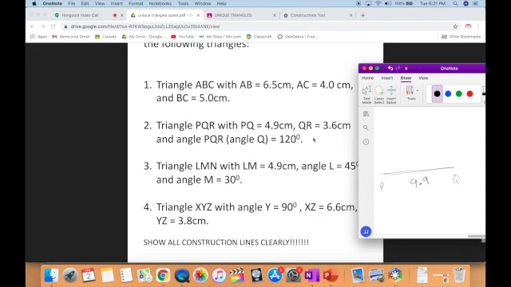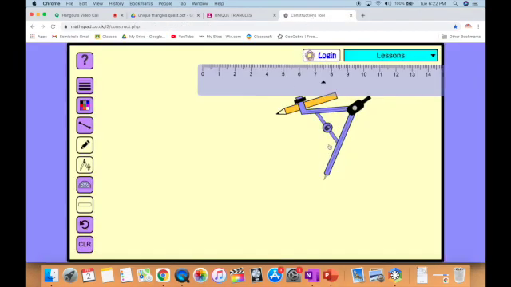At Q, QR is 3.6, and at Q I have an angle of 120 degrees. At the point Q, 120 degrees is greater than 90, so that's going to go this way. This is 120 degrees here, so this will be the point R up here, and my triangle is going to look like this, and QR is 3.6. As I said, the most important thing is to draw your sketch. So let's see if we can actually draw this.